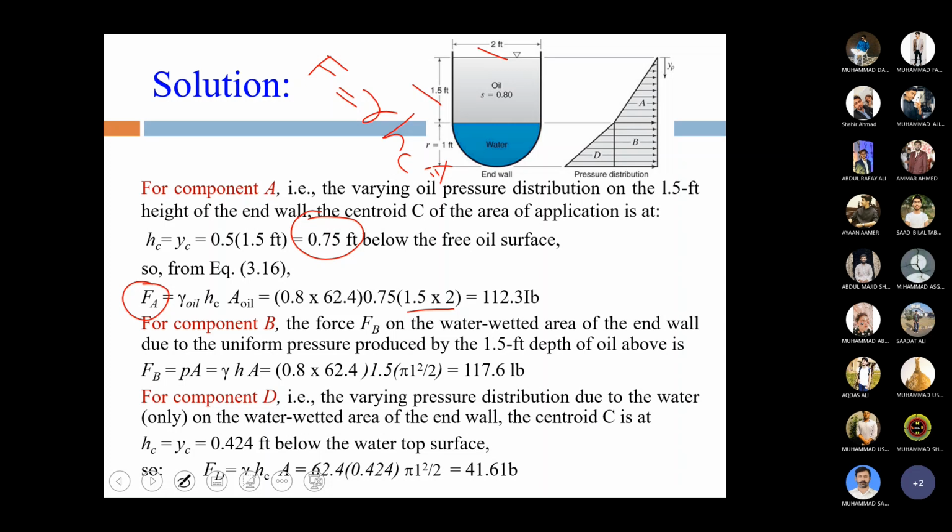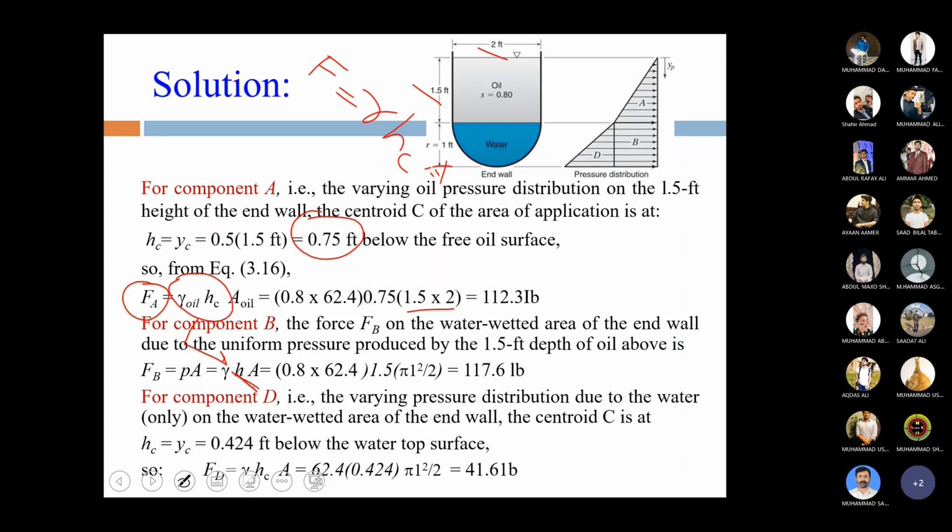So next component is B. So this is a bit tricky. B is basically the force which oil exerts on the water surface. Okay, so we are going to find the pressure gamma HC of oil, and for the area we will use the area of this water surface, which is a semicircle.